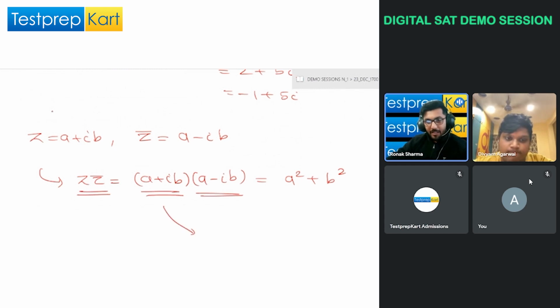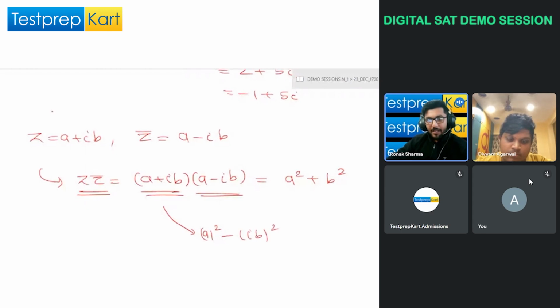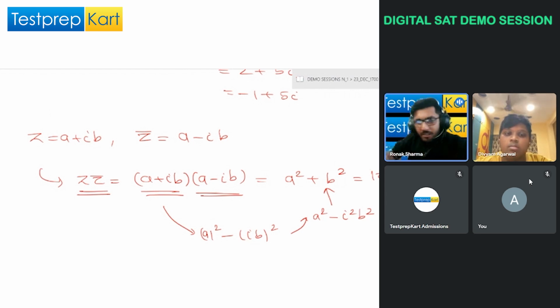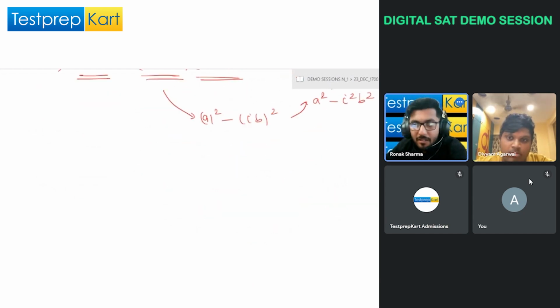So a square, then we have minus iota square b square, and as we know, this is a square minus iota square b square, so it becomes a square plus b square. This is equal to the modulus square: the product of a complex number and its conjugate is the square of the modulus, but it is not at all relevant for the SAT. Why is this important? Because it helps us in division, where we have to do the same thing, rationalization.